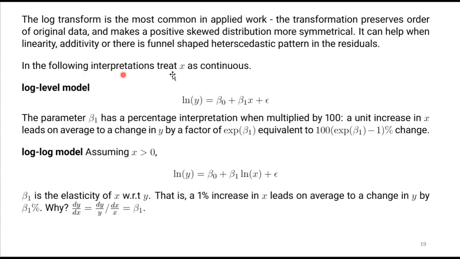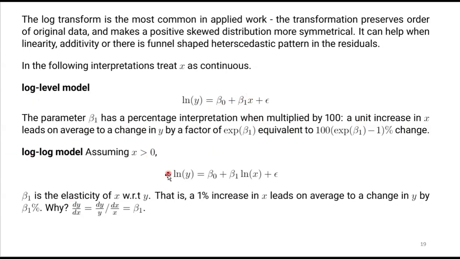In the following interpretations, we'll have x as continuous. Okay, case one, you take the log of y, but you do not transform x with that. So this is what we call the log-level model, or log-lin model, some people call it. The interpretation of the slope coefficient is that it has a percentage interpretation when multiplied by 100. And you can just read here what it says.